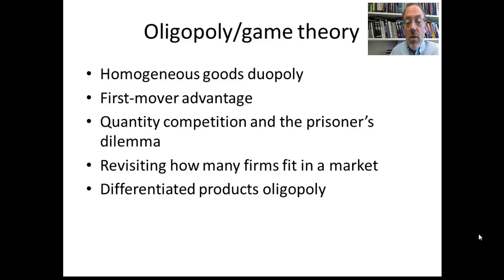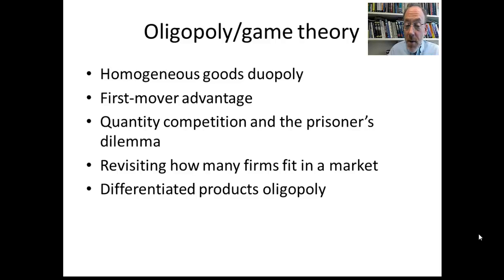Then a third topic we'll talk about is quantity competition and the prisoner's dilemma. So as it's going to turn out, there are a few kind of focal answers, that is quantity choices for each of the firms. And so we want to think about how the firm chooses between, let's say, its 2 most obvious choices, and that'll lead us to the prisoner's dilemma, which is a pretty interesting topic in and of itself. Then we'll use this model to revisit the question of how many firms fit in a market. We talked about this early in the course. Now we have a more sophisticated tool for thinking about it.